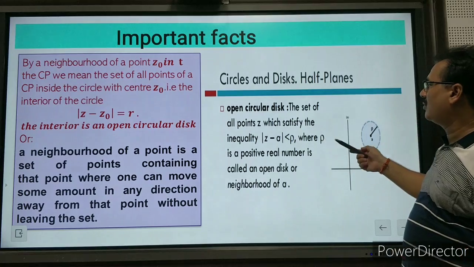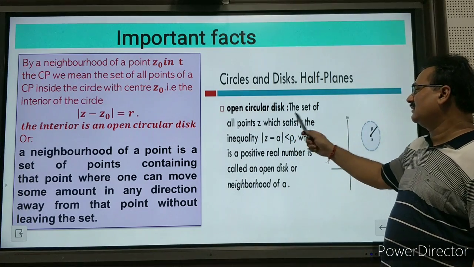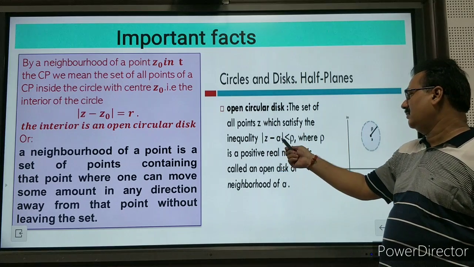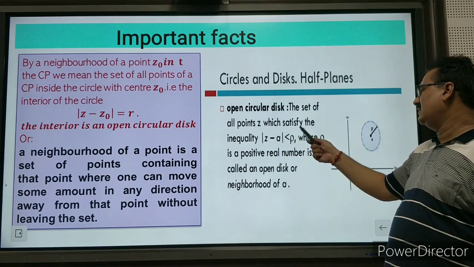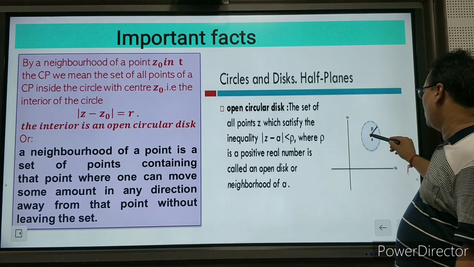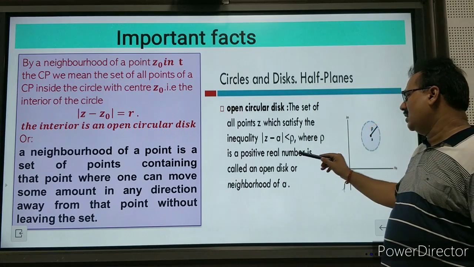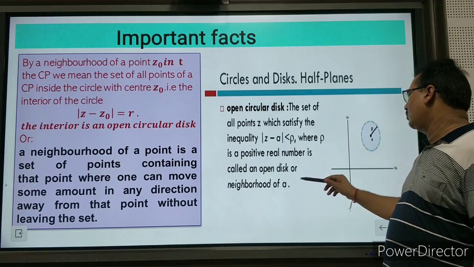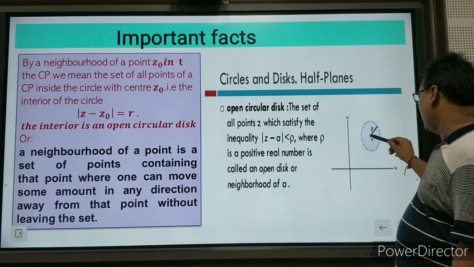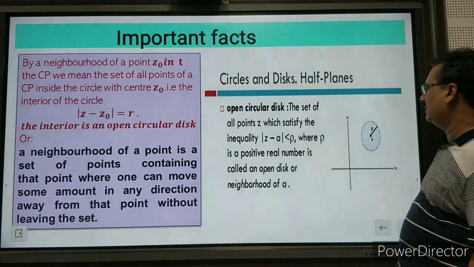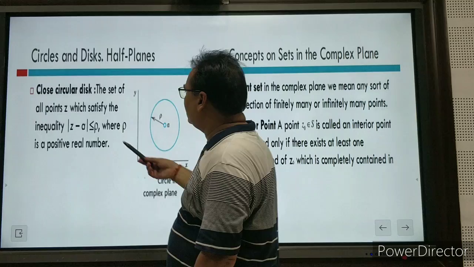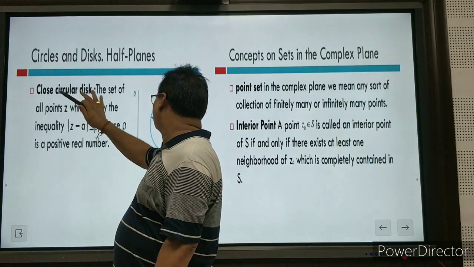Now again, look at the meaning of open circular disk. The set of all points z which satisfy the inequality |z - a| < ρ, where ρ is a positive real number, is called an open disk or neighborhood of a. If a is the center, then you can define it like this. Similarly, here is the circle and this is the concept.